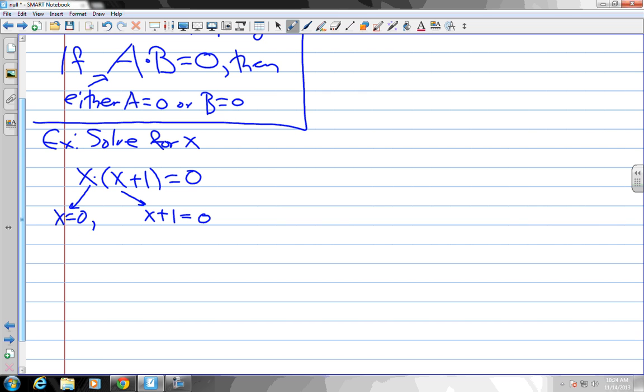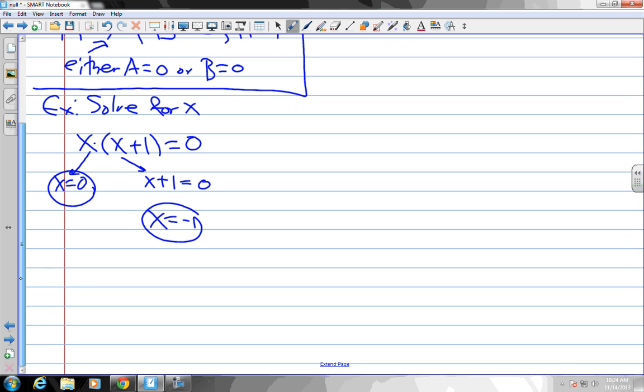Well, this is a pretty simple equation. x equals 0, done, right? And how about the other one? x equals negative 1. So these are the two solutions to this equation. Either x equals 0 solves this equation, or x equals negative 1. You can leave them like that. As set notation, I wouldn't worry, just leave them like that. You don't need to get all fancy with notation yet.